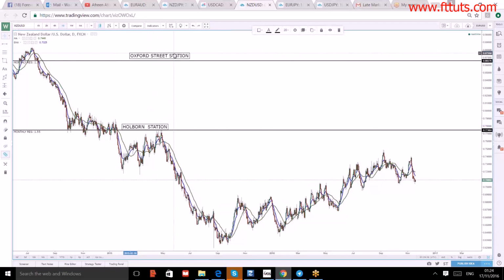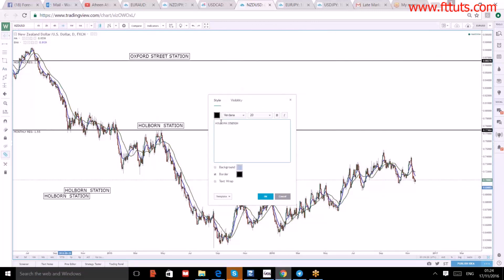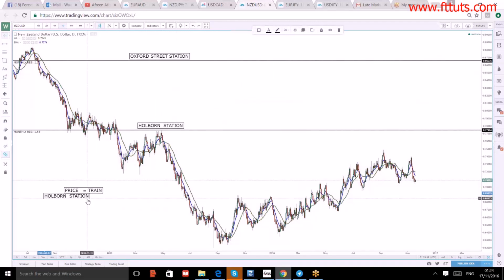Guys, I'm going to discuss the relationship now. See, the price. Now the price, let's assume price as a train. Price as what, guys? Price as a train. Exactly. Okay, the price is a train, guys.